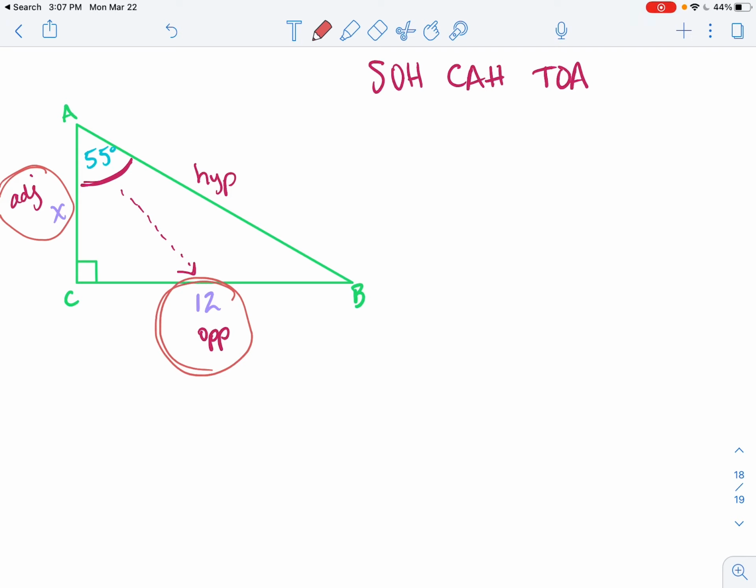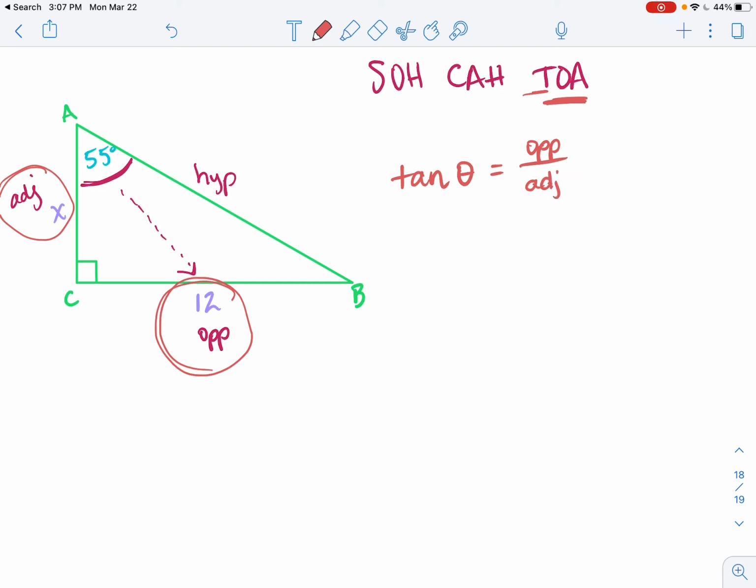So adjacent and opposite. I'm looking for which of these in SOH CAH TOA has an O and an A for opposite and adjacent. And that would be TOA. So tangent, that's what the T stands for. Tangent is what I will use to create my equation. So the general equation is tangent of theta equals opposite over adjacent.